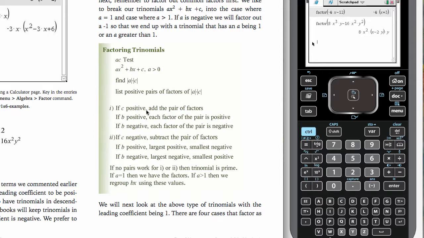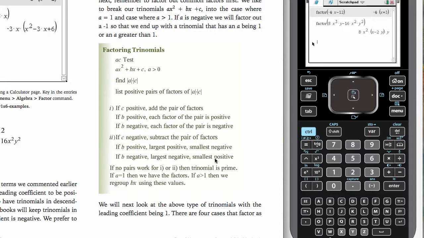Then with the pairs, we're going to take a look at B. If B is positive, we're going to add each factor of the pairs. If B is negative, each factor of the pairs is negative. Each factor of the pairs up here is positive, I should have said. When we go down to the case where C is negative and B is positive, then the largest is going to be positive and the smallest is going to be negative. If B is negative, the largest is going to be negative and the smallest is going to be positive.